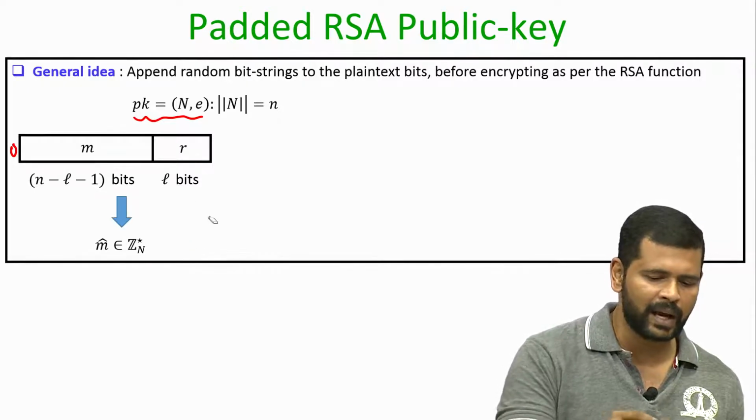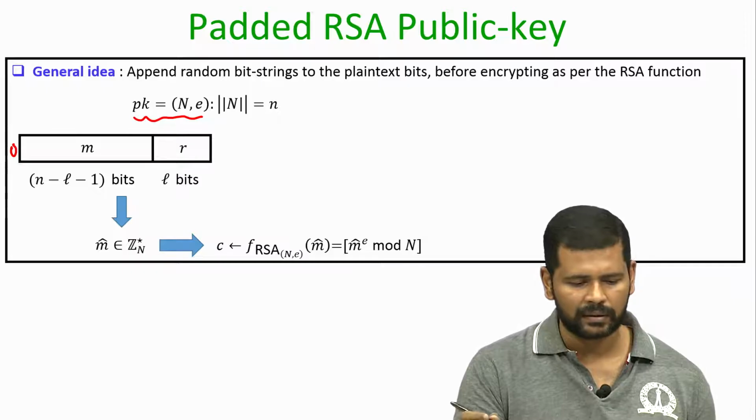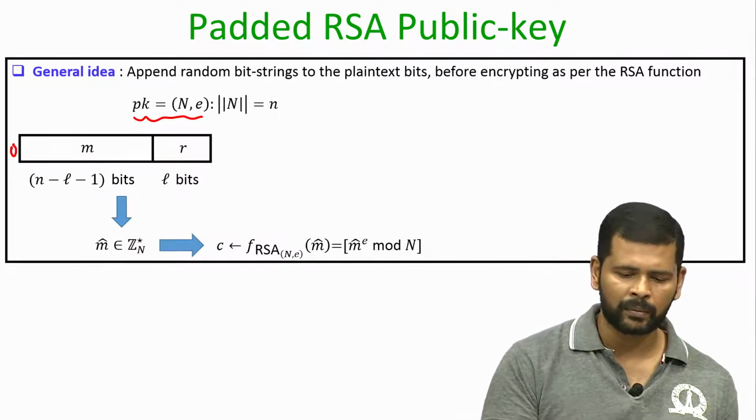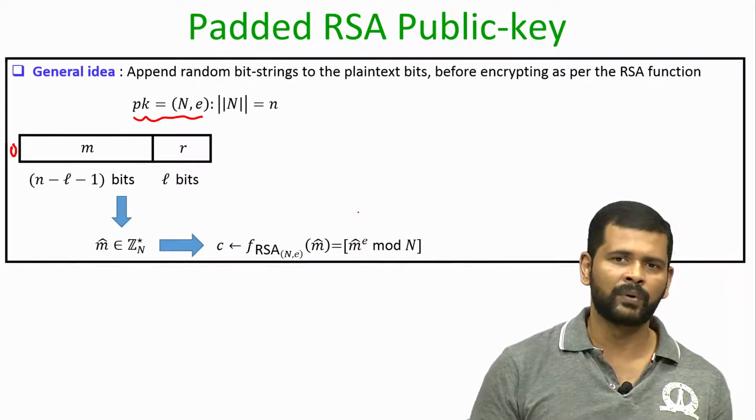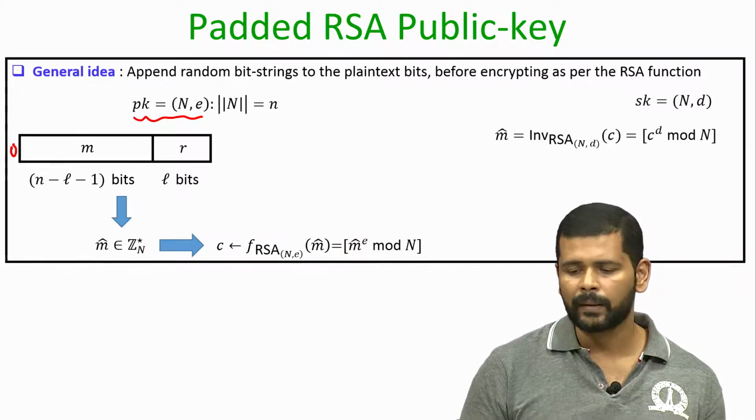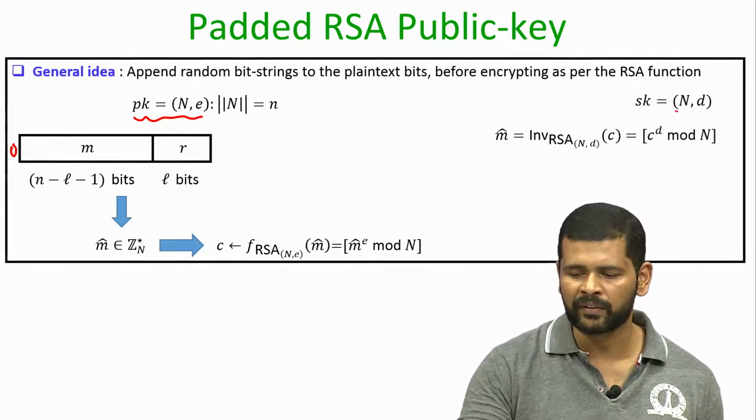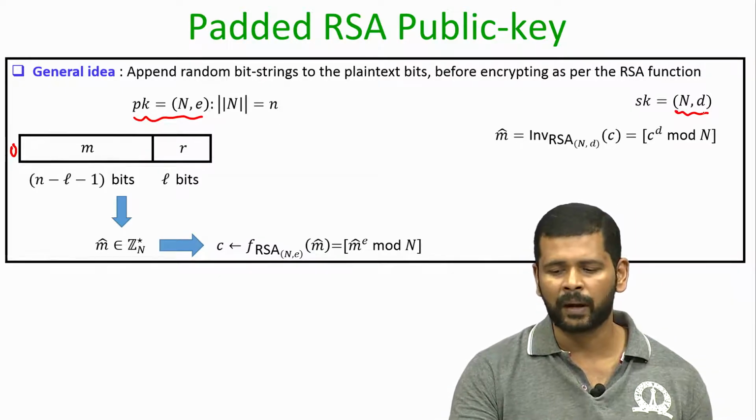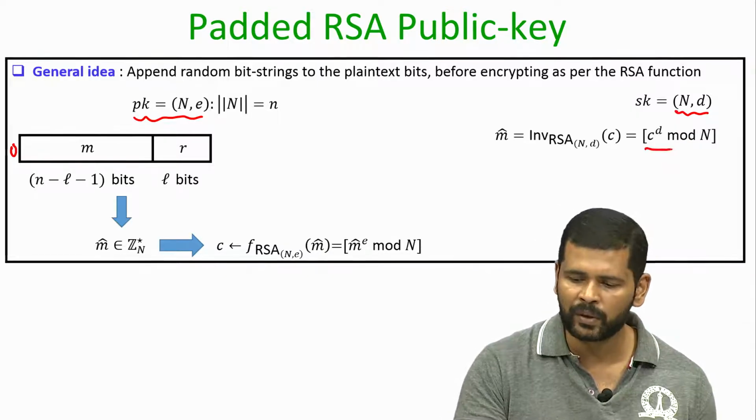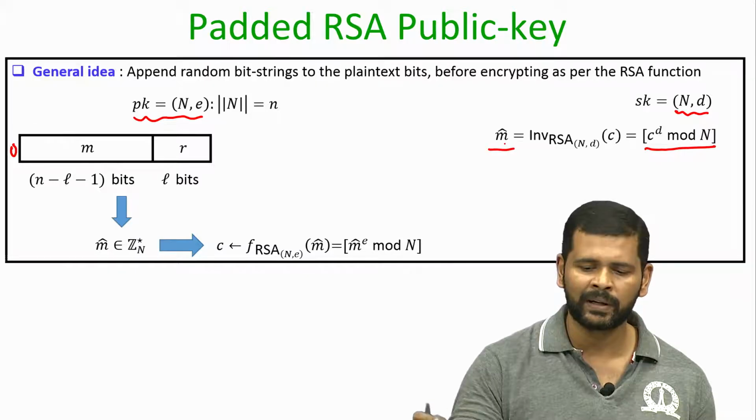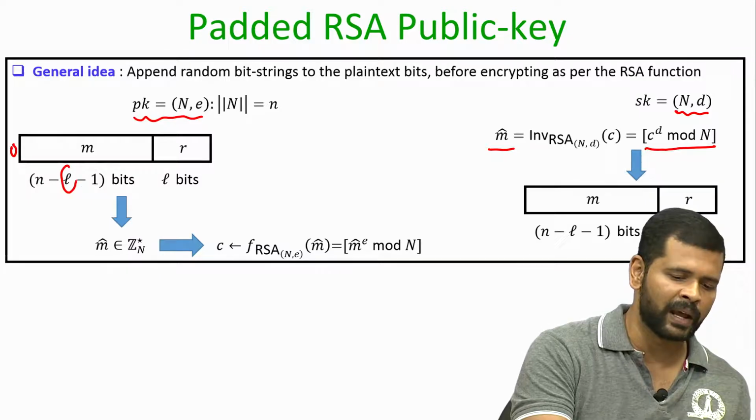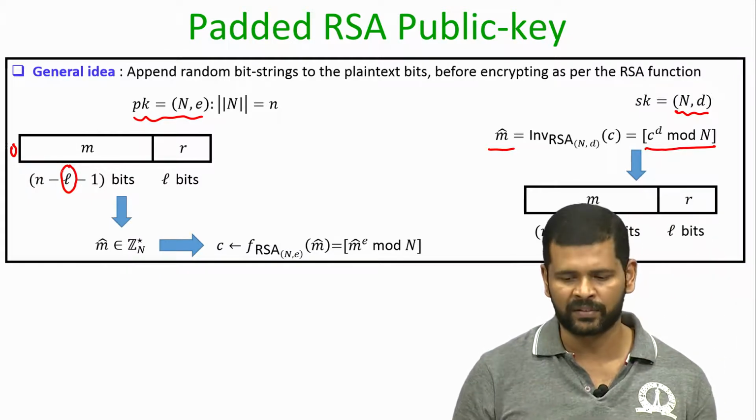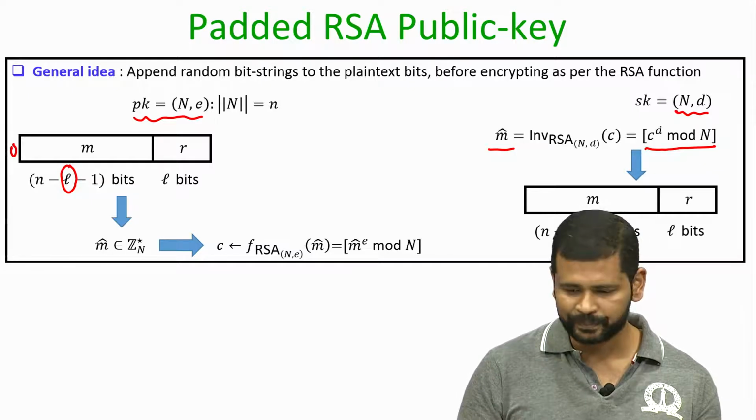which I denote by m cap, is an element of Zn star, and then once we have m cap, to encrypt the group element m cap, we apply the RSA function, compute m cap raised to the power e modulo n. At the decryption end, the receiver who has the secret key n comma d will apply the RSA inverse function, namely it will compute c to the power d modulo n, and it will recover the group element m cap. And since the value of little l is a system parameter, it will be known both to the sender as well as to the receiver, and it will be publicly available.